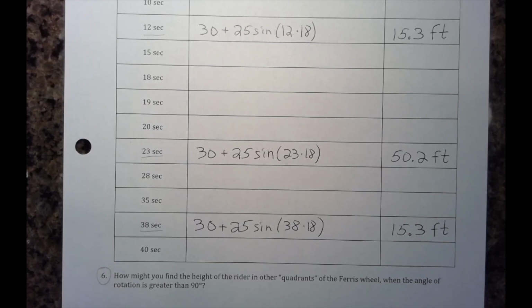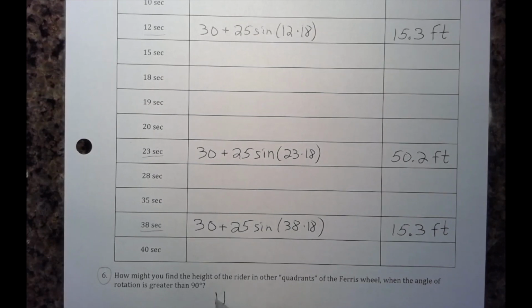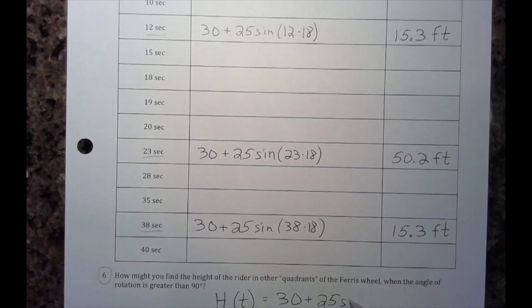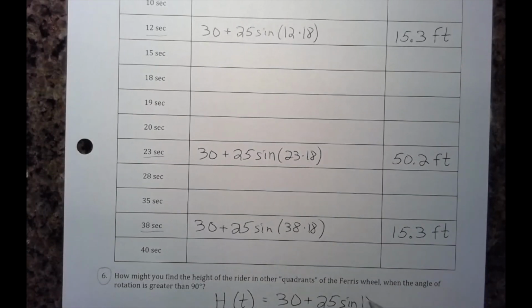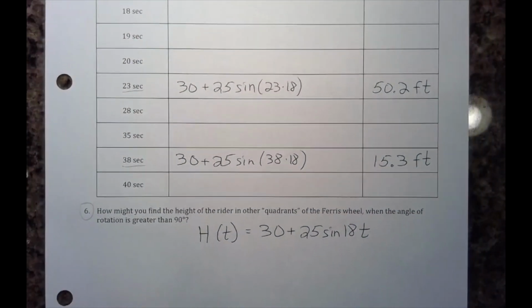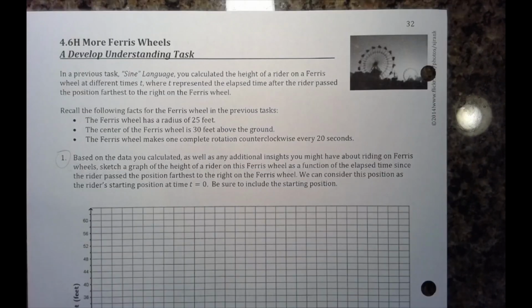Well, sine is an intelligent function, so if we call this function h of t, it is going to be 30 plus 25 times the sine of 18t. And these examples are just illustrating that this formula from previously is not just accurate in the first quadrant, it is accurate in any quadrant, because sine will add or subtract its calculation to the 30 value to give you the correct height above the ground.